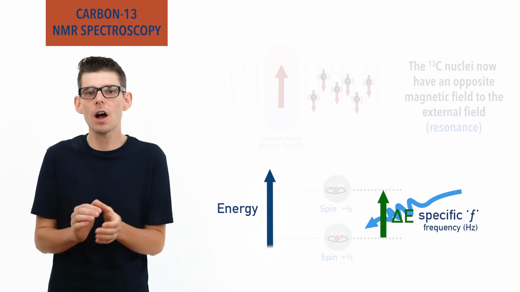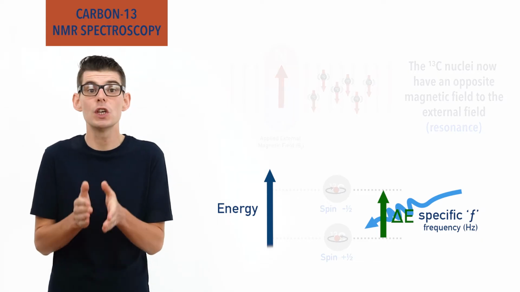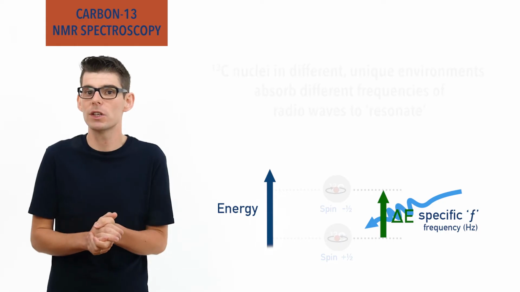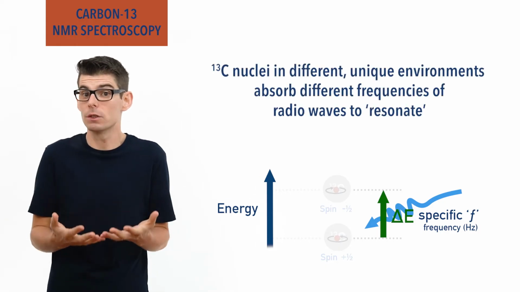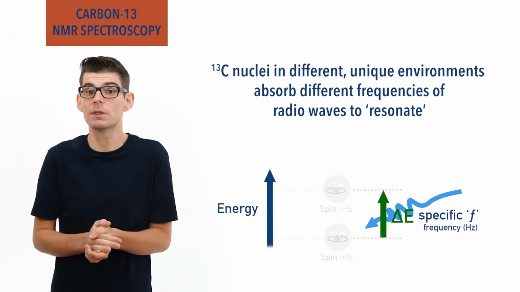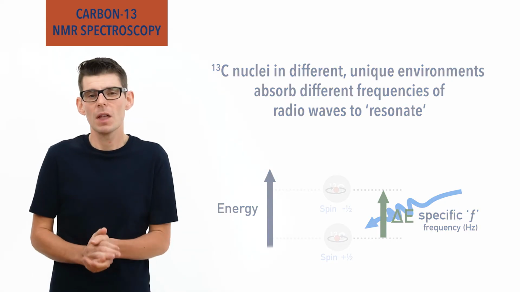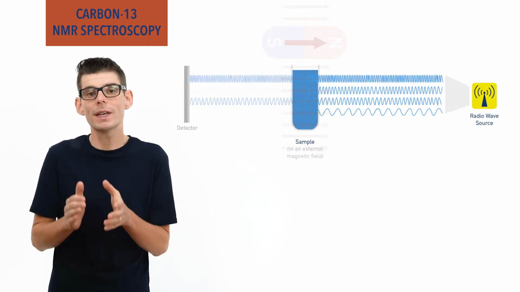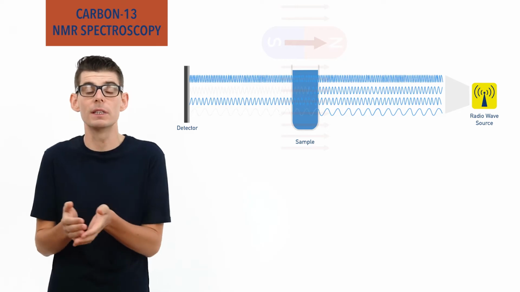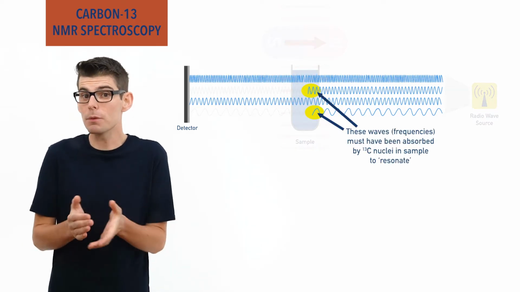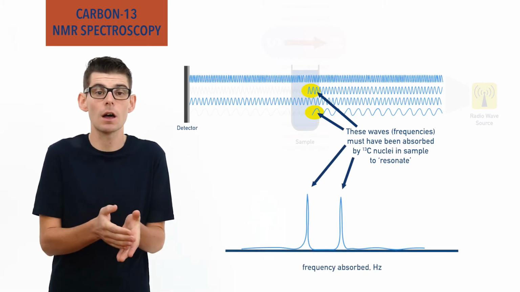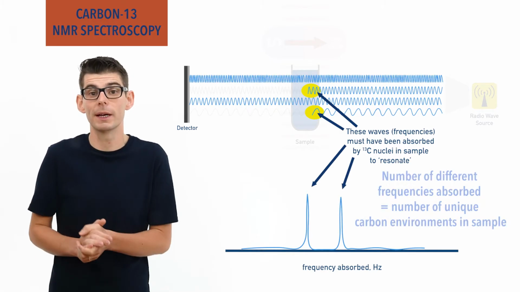The nucleus of carbon-13 atoms in different, unique environments to each other absorb slightly different amounts of energy to resonate, and as a result will absorb different frequencies of radio waves. By sending a range of radio wave frequencies through a sample and detecting those that pass through, we can determine which frequencies have been absorbed. The number of different frequencies absorbed will show how many different, unique carbon environments there are in the compound.